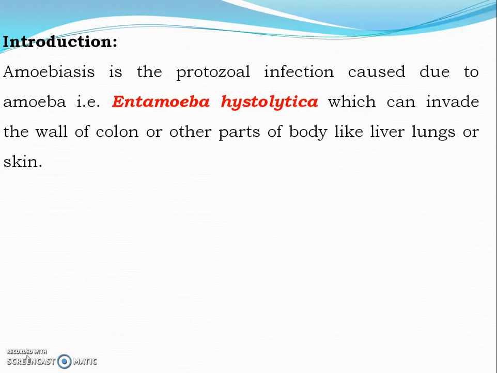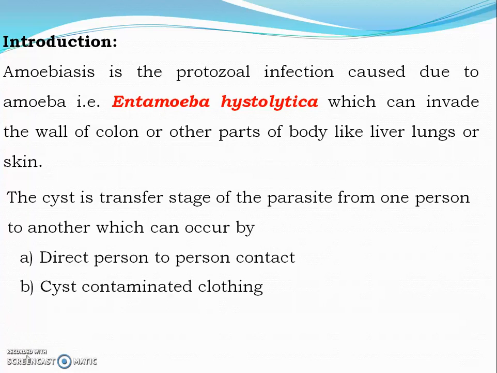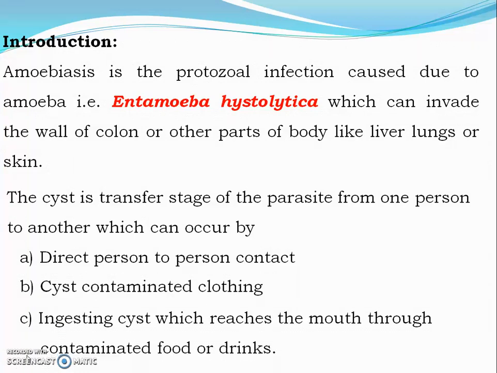First, introduction. Amoebiasis is the protozoal infection caused by amoeba, that is Entamoeba histolytica, which can invade the wall of the colon or other parts of the body like liver, lungs or skin. The cyst is the transfer stage of the parasite from one person to another, which can occur by direct person to person contact, cyst contaminated clothing, and ingesting cyst which reaches the mouth through contaminated food or drinks.